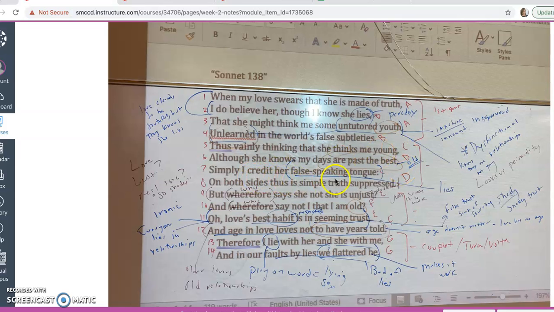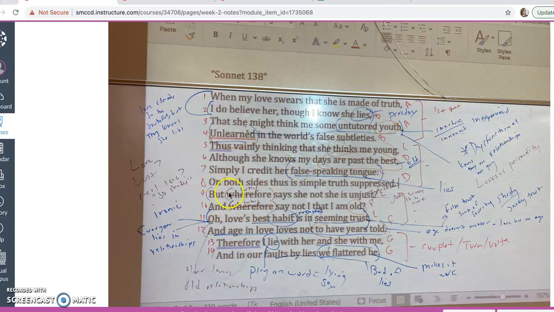"Simply, I credit her false speaking tongue," again, lies. "On both sides, thus, is simple truth suppressed." So he's saying that both he and she are lying. Her about whatever she's doing, right, on the side or whatever, and he about the fact that he is not young and not so innocent, possibly.